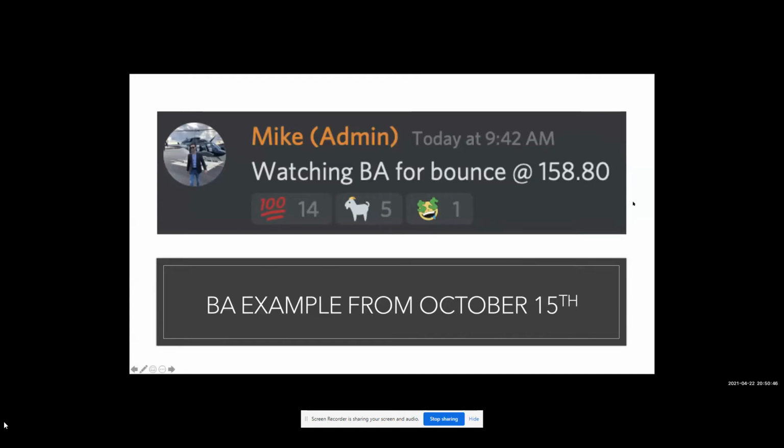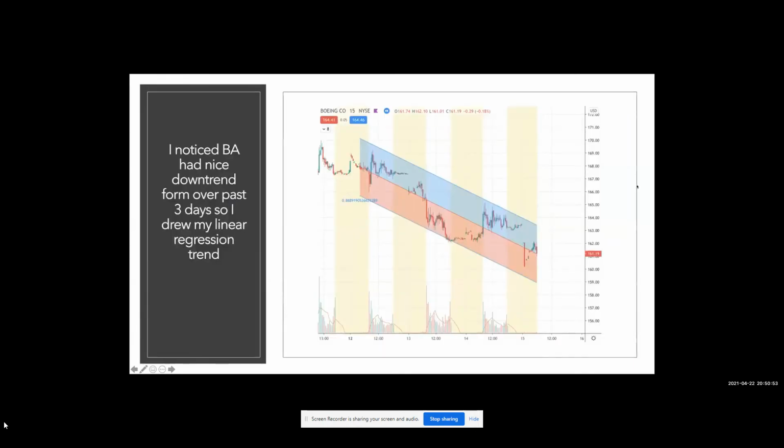So I said I was watching BA for a bounce at 158.8. How did I determine that? So I noticed BA had a nice downtrend form over the past 3 days. There you go. Day 1, day 2, day 3. This is a downtrend. I noticed it had a downtrend form within the 3-day period. So I drew my linear regression trend. This is my linear regression. This is a 15-minute chart, right?